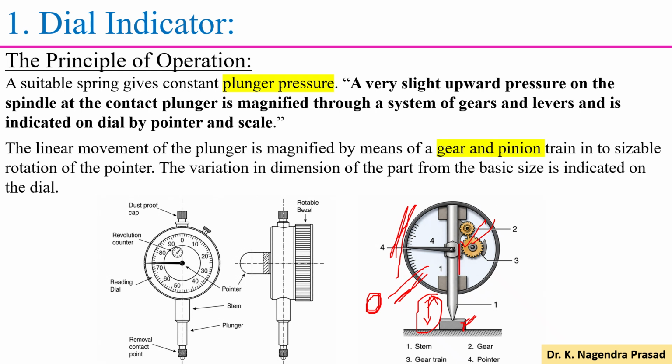The linear movement of the plunger is magnified by means of a gear and pinion train into sizable rotation of the pointer. The variation in dimension of the part from the basic size is indicated on the dial.